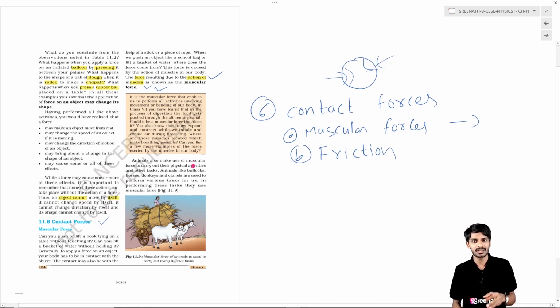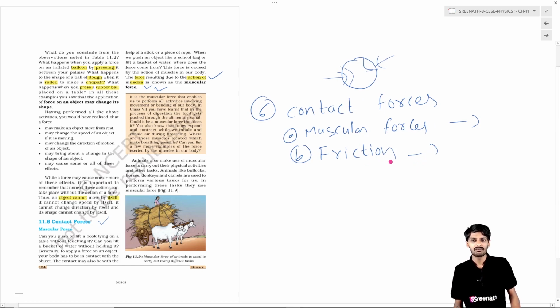Contact force is nothing but when applying a push or pull, if the two interacting objects are in contact, then it is called contact force. Then what is meant by non-contact force? If there is no contact between the two interacting objects, then it is called non-contact force. One of the contact forces is muscular force. In order to apply muscular force on any object to pull or push, we always need a contact. Without contact, we can't apply the force. So muscular force is a contact force.